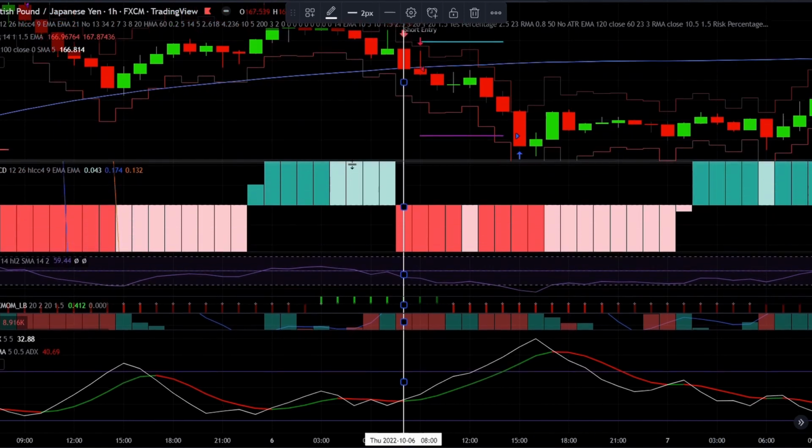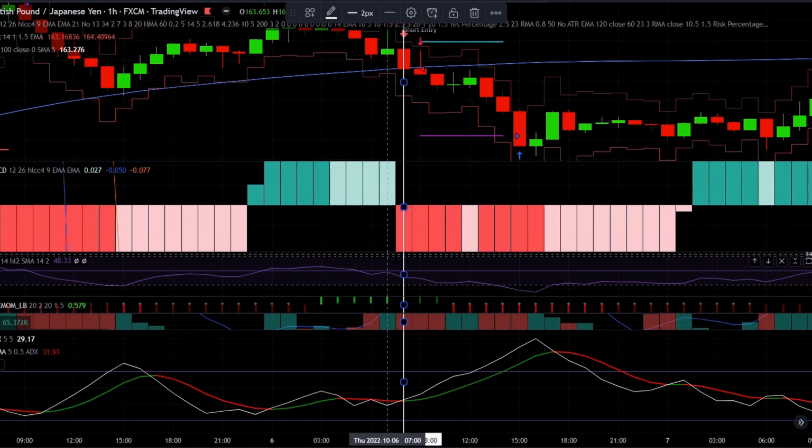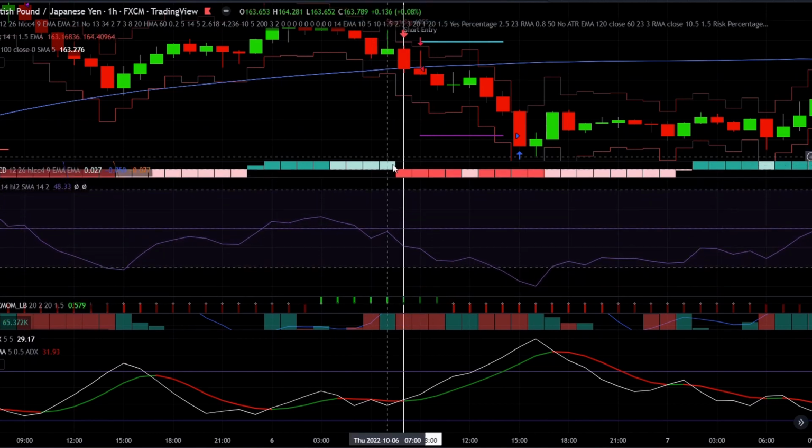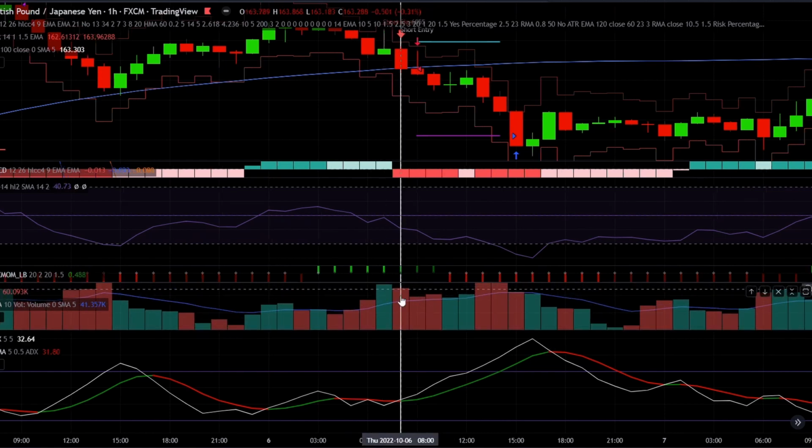The next condition is that we need to have a MACD cross down, which happens right here. Then we need to see that the RSI line is below the 50 level, and it is, as you can see. Then the volume needs to be above the volume-based DMA, and as you can see, it's well above.